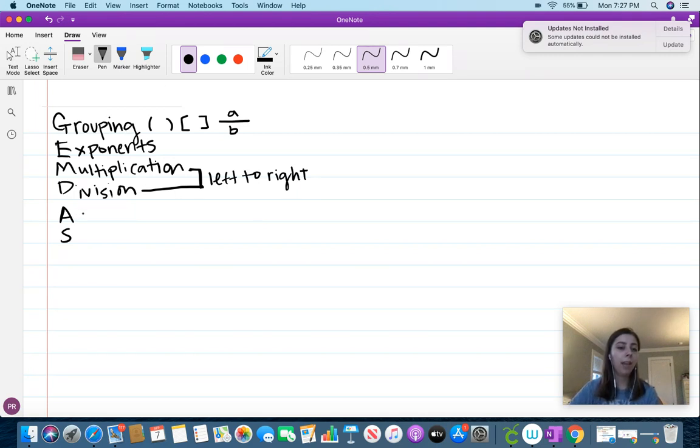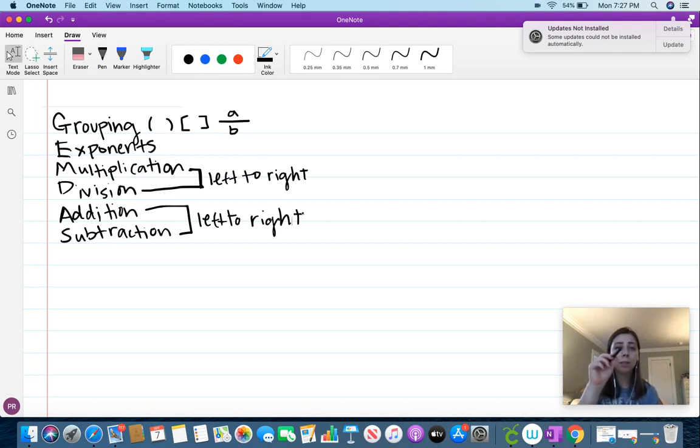And then our last two letters, A and S, those stand for addition and subtraction. These ones also go together. We also perform these from left to right. So once we get to this step, again, we take our pen or pencil, go across the problem, looking for addition or subtraction. Whatever we see first is what we do. All right, I know that sounds like a lot, but let's do an example of how we use these when evaluating a numerical expression.